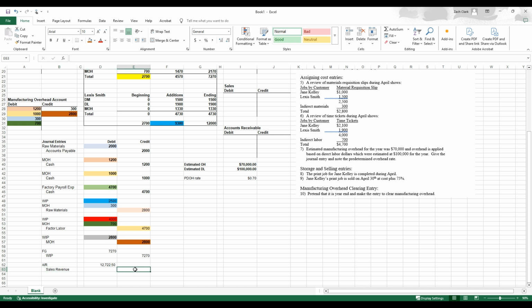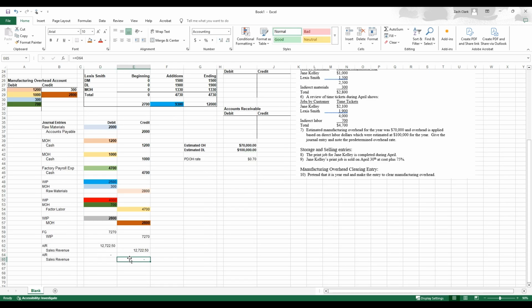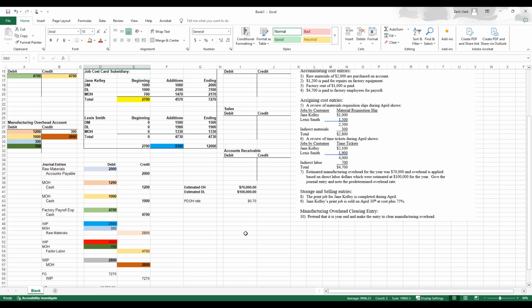Indent that, and then the cost of goods sold piece to record the finished goods going away. We're going to have 7,270, but this is going to be COGS, so cost of goods sold, and this will be finished goods inventory. And so that will move it out of cost of goods sold. We've recorded our sales revenue, all that good stuff.